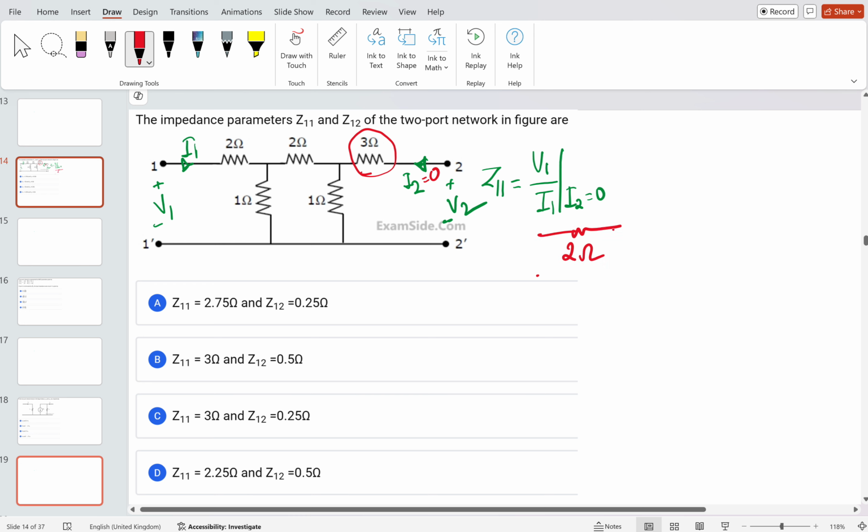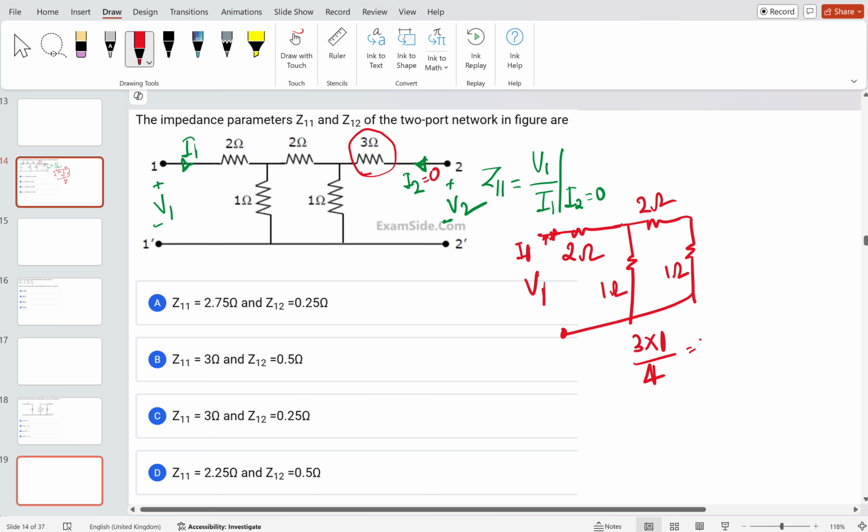So it will be 2 ohm here, 1 ohm here, and the 2 ohm here, and the 1 ohm here. This is the V1 and this is the I1. We just have to find out the equivalent impedance. 3 ohm in parallel with 1 becomes 3 multiplied by 1 over 3 plus 1, that is 3 by 4, and that plus 2 is simply 2.75. So option A is actually correct.